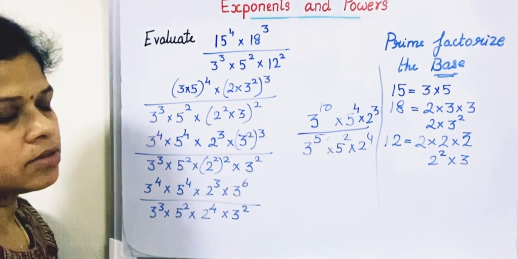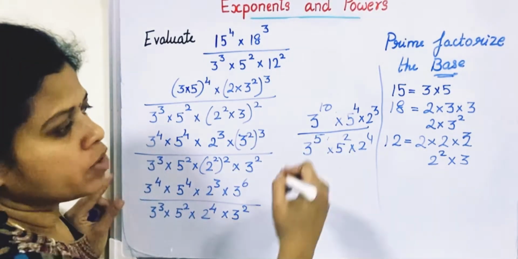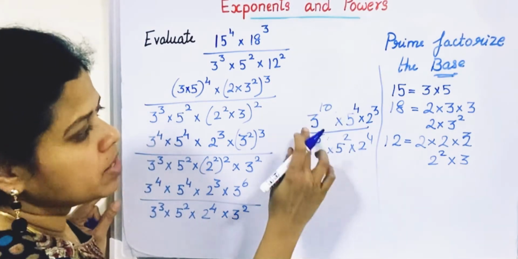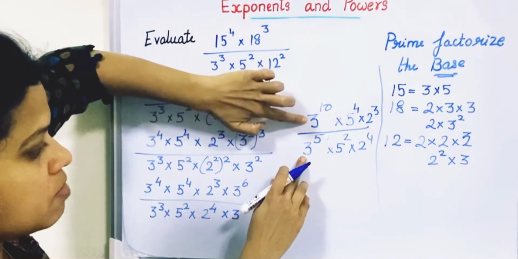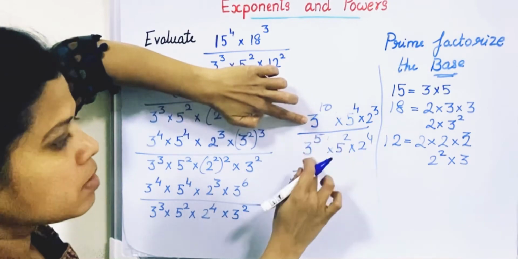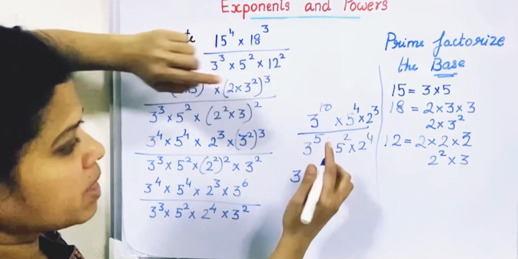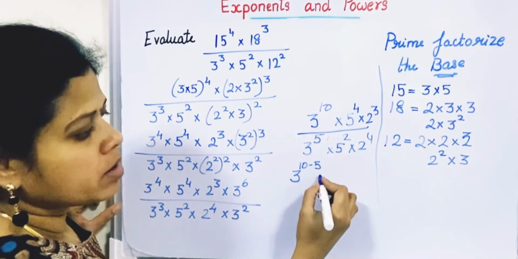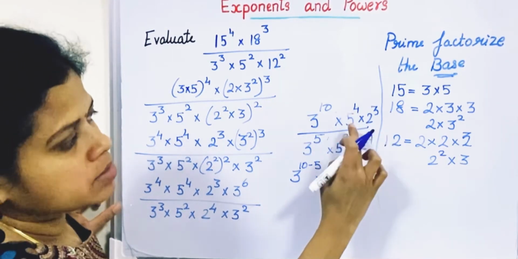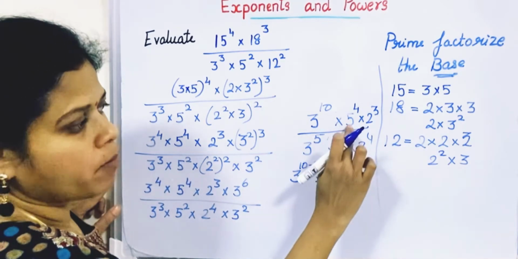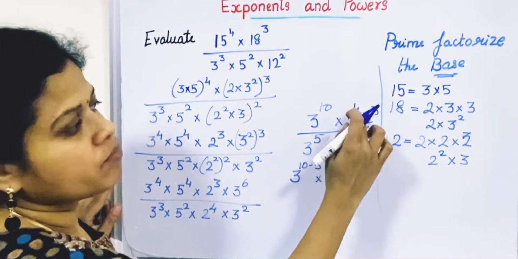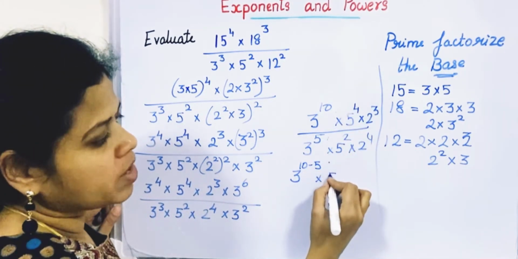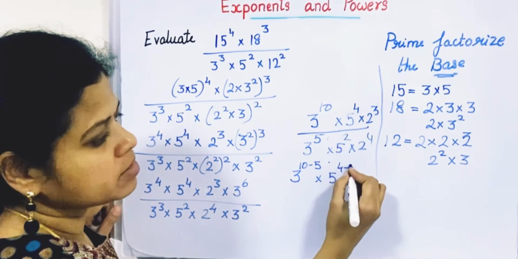So next is division. Division law. In division, if the base is the same, here base 3, base 3, take the base 3. So in division, if the base is the same, we have to subtract the powers. So 10 minus 5. Next, this one, this base is 5. So it's a common base in division. So we have to subtract the powers. 5 power, this one, 4 minus 2.